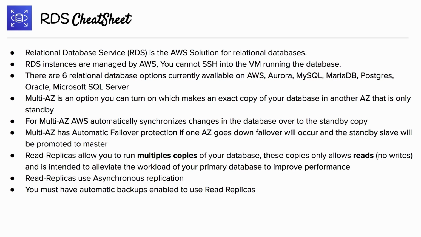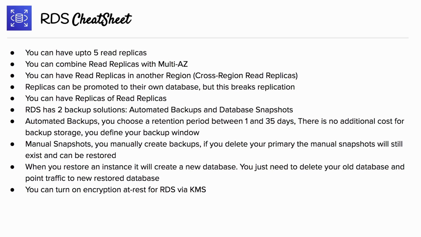Then we have read replicas. Read replicas allow you to run multiple copies of your database. These copies only allow reads, so no writes, and are intended to alleviate the workload of your primary database to improve performance. Read replicas use asynchronous replication. You must have automatic backups enabled to use read replicas. You can have up to 5 read replicas.